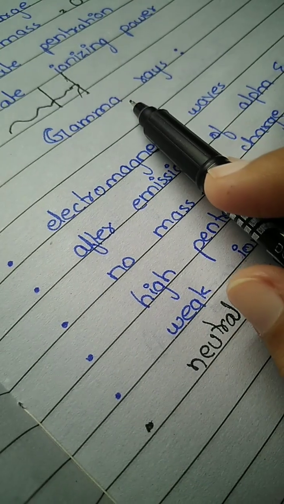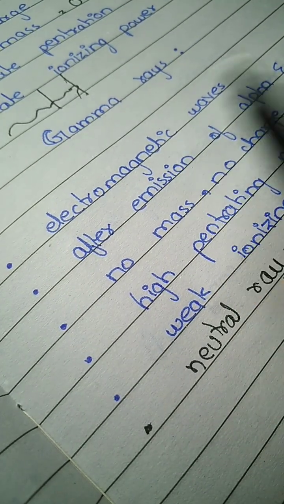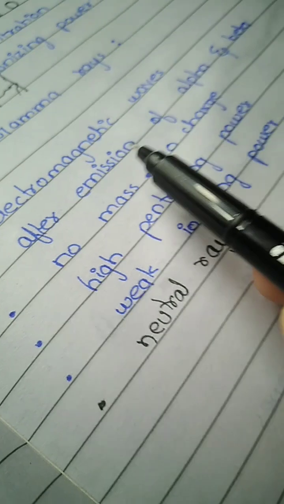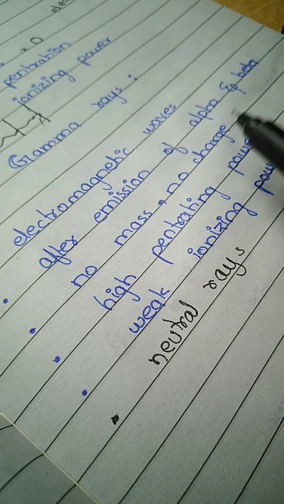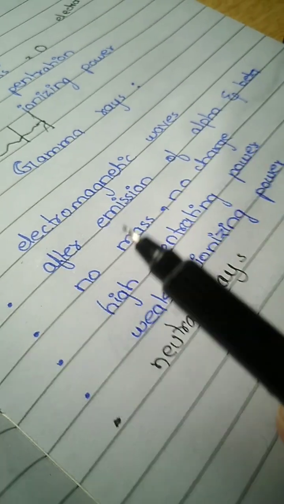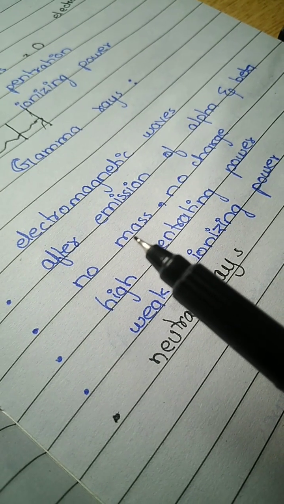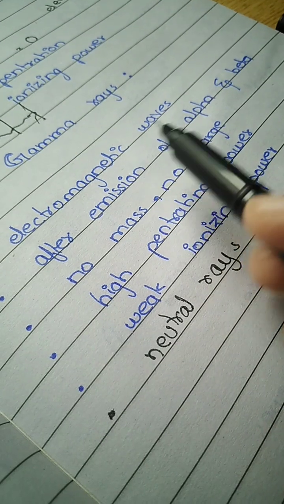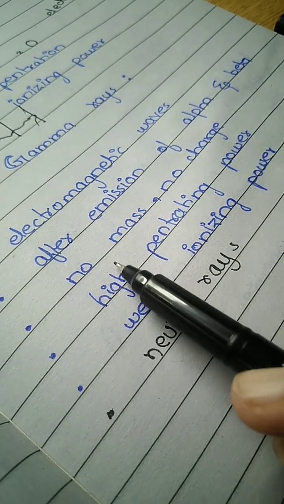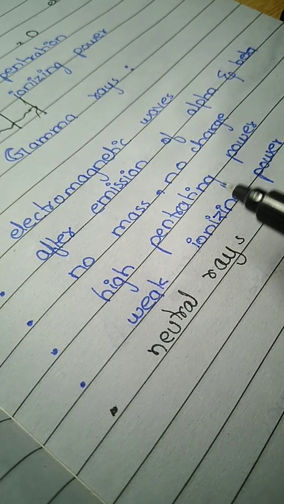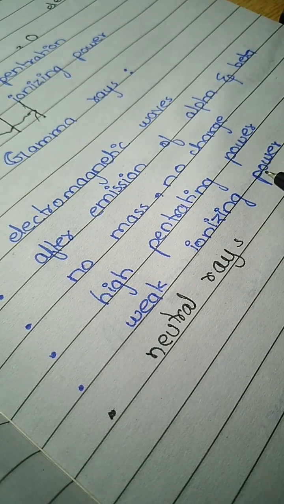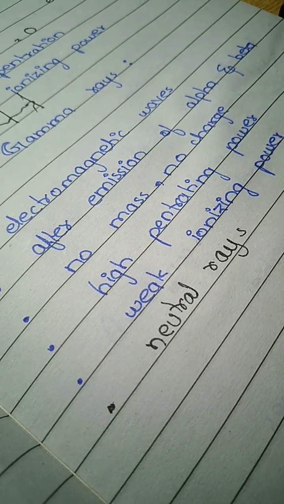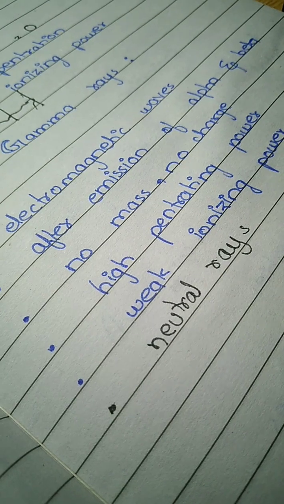Electromagnetic waves. Gamma rays are produced as electromagnetic waves after emission of alpha and beta. Like a neutron is made up of proton and electron, these are also made up of alpha and beta. As I said, no mass, no charge, high penetrating power, weak ionizing power, because no ions, no charge, weak ionizing power, that's the point.